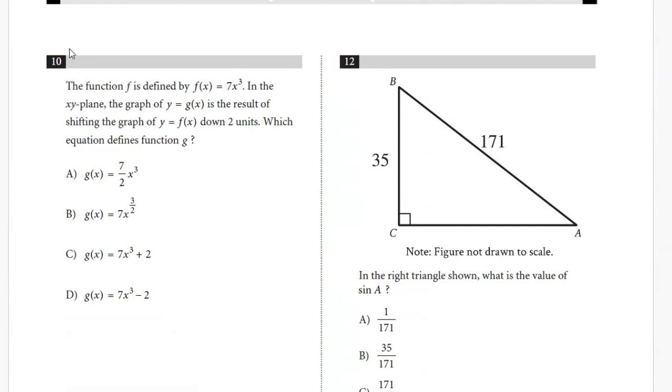Question 10. The function f is defined by f of x is equal to 7x cubed. In the xy plane, the graph of y equals g of x is the result of shifting the graph of y equals f of x down 2 units. Which equation defines function g? So it should be 7x cubed, and we're shifting this down by 2 units. So this should be our function for g. And D is the correct answer.